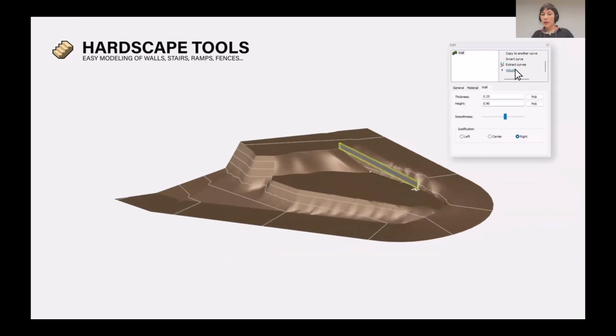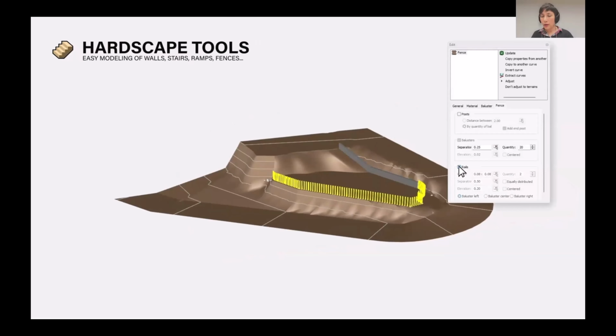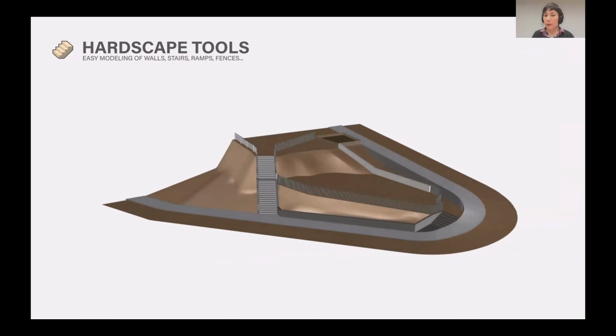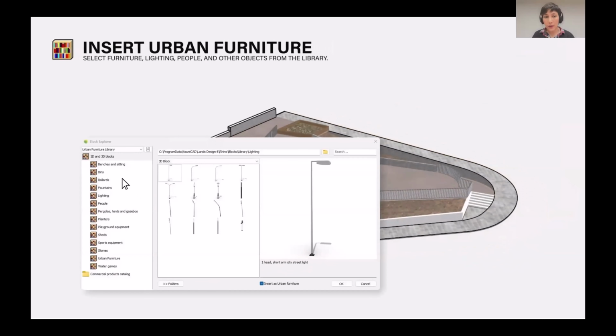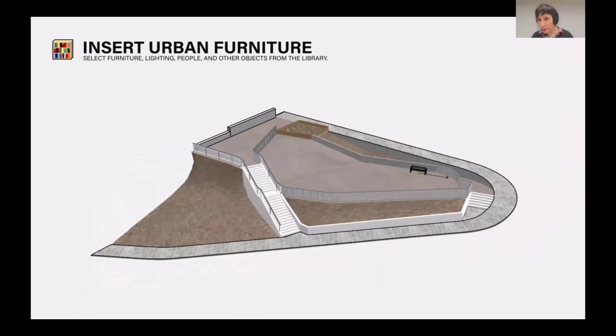Next, we add hardscape objects like walls, stairs, and fences, which are parametric as well. So we can, for example, change the parameters of the fence and stairs in a similar way. Continuing the design process, we can add furniture, so we can access the block library of the program. Or if you have other blocks from different providers, you can import those blocks from SketchUp file format or Rhino file format.